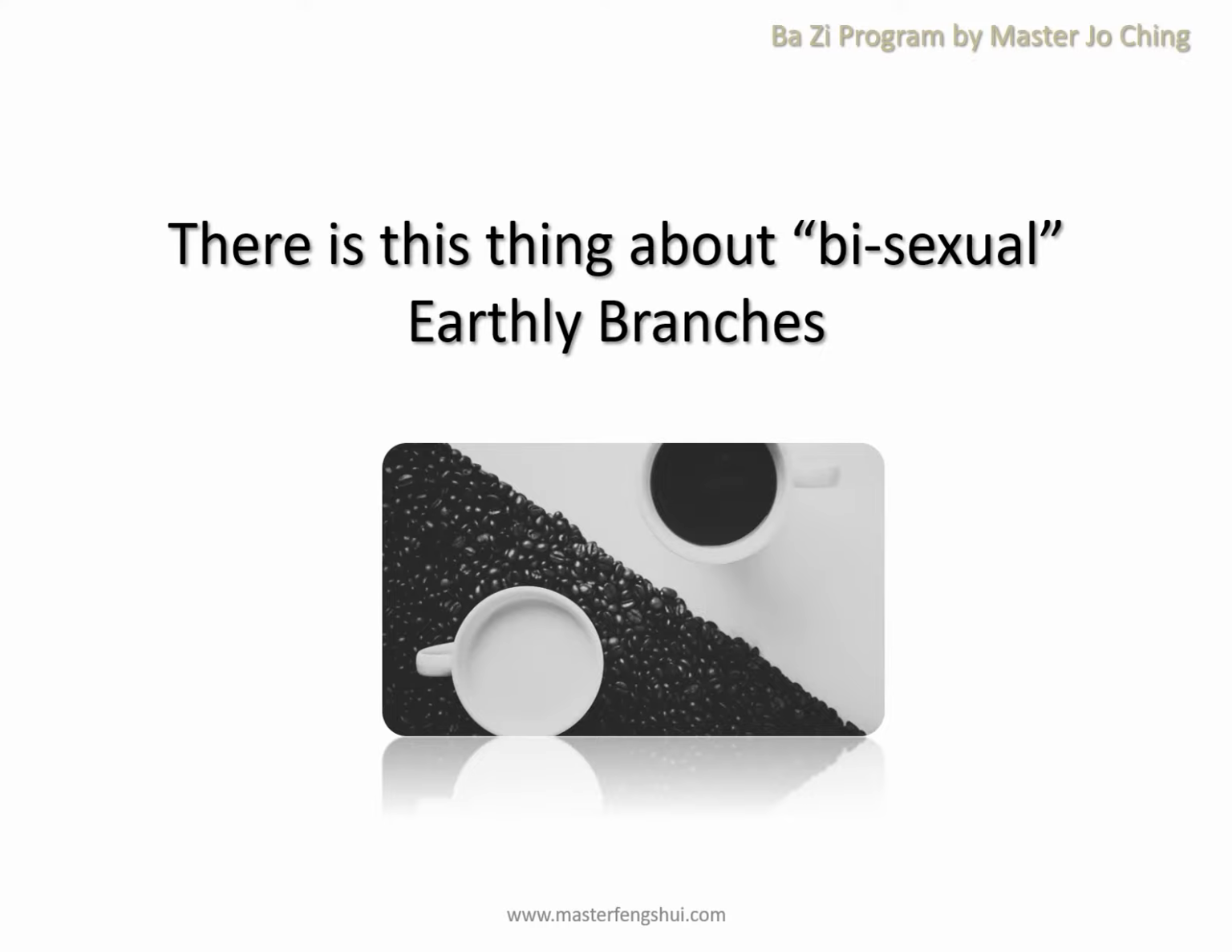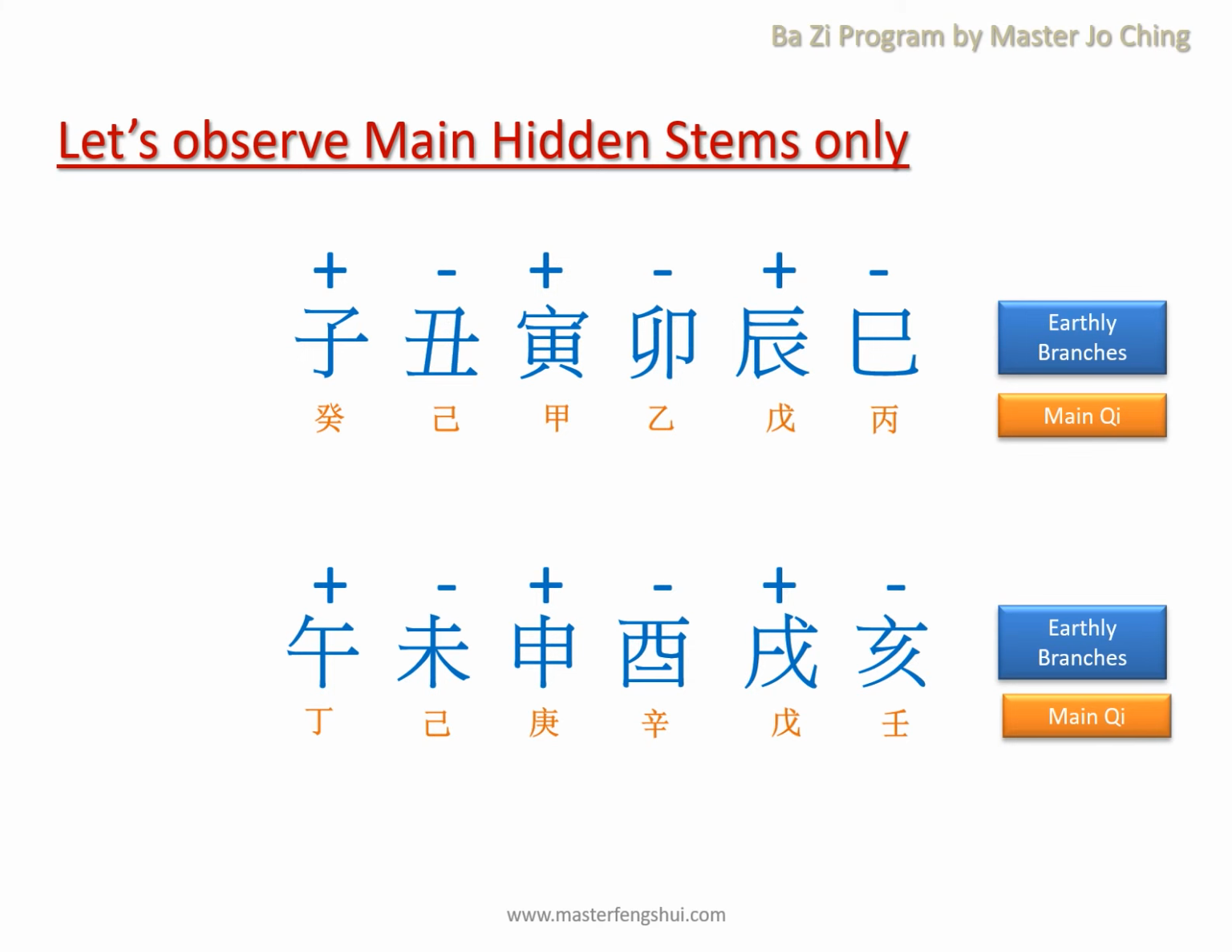So, I also want to highlight to you that there's this thing about bisexual earthly branches. And what is it? Because I realized that some practitioners actually also make this mistake. Let's observe in this page only the main hidden stems. So, this is the earthly branch in blue and in the bigger font. And what is written here in the smaller font in orange is the main hidden stems, or the main qi, we call it. Okay, so I remove away the sub qi in this case.